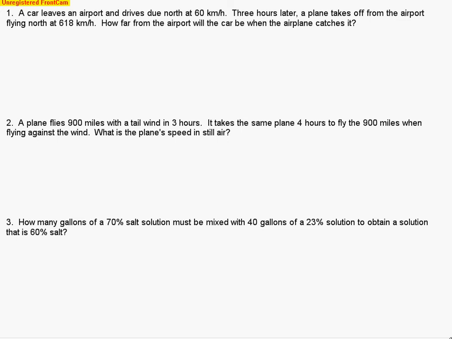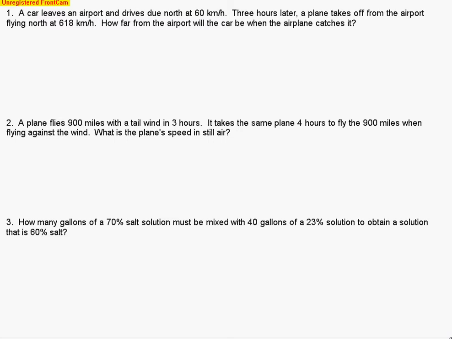These are the first three problems on this week's study guide for Algebra B, Test 4, Quarter 2. The first one talks about a car leaving an airport flying north at 60 miles an hour. 3 hours later, a plane takes off from the same airport, flying north, same direction again, at a whole lot faster speed, 618 kilometers an hour. And they ask, how far from the airport will the car be when the airplane catches it?